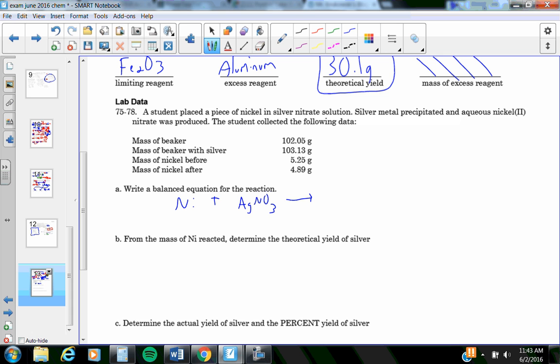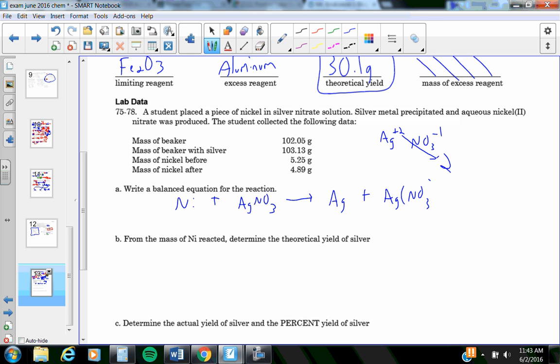It's going to make a single replacement reaction, and we're going to get silver, just a metal, so it's just an element, and aqueous nickel 2 nitrate. If we have Ag with a +2 and nitrate with a -1, it's going to take 2 of those.